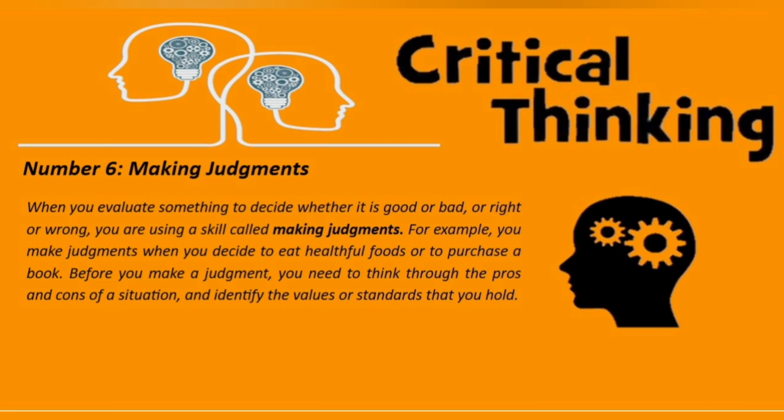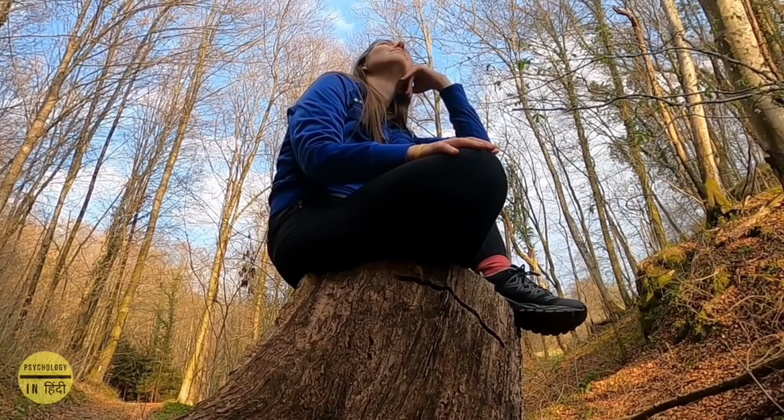Number 6. Making judgments. When you evaluate something to decide whether it is good or bad or right or wrong, you are using a skill called making judgments. For example, you make judgments when you decide to eat healthful foods or to purchase a book. Before you make a judgment, you need to think through the pros and cons of a situation and identify the values or standards that you hold.